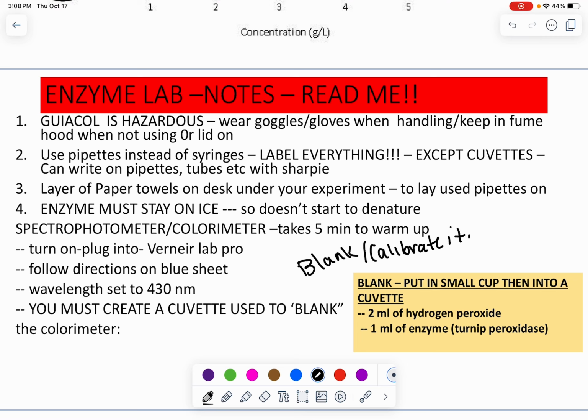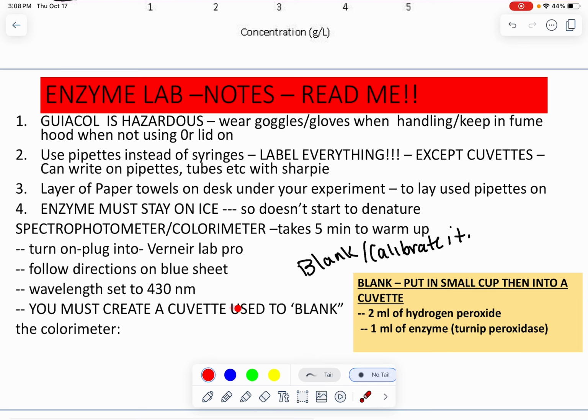And you're going to have directions for these on the lab day. You're going to plug it in. There's going to be a blue sheet that has directions. You're going to have to set the wavelength right, because depending on what color you're using, we're going to be using brown. You have to set the right wavelength for it to measure the absorbance. It's in nanometers.